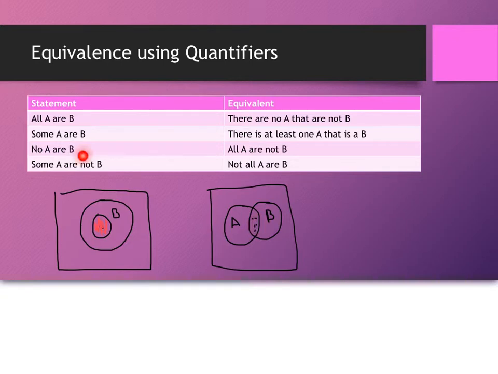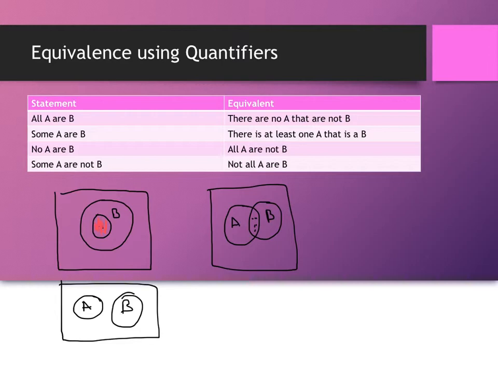And to say no A are B, what that's saying in terms of Venn diagrams is we have an A here, and nothing inside of there is inside of B. In other words, there's no overlap. It's equivalent to saying all A, everything in here, is outside of B, or not B.